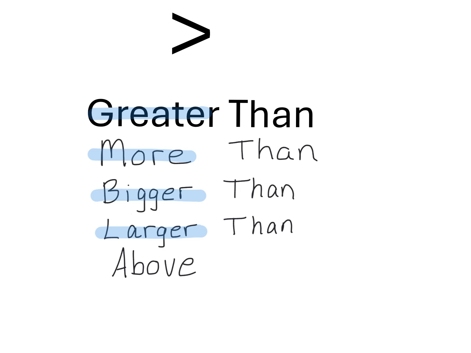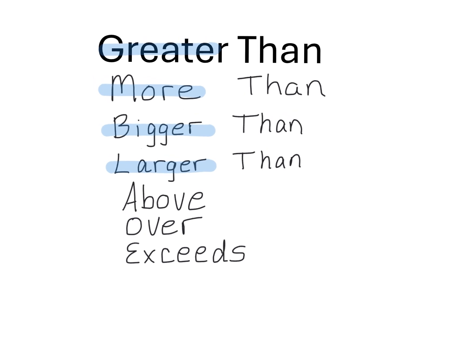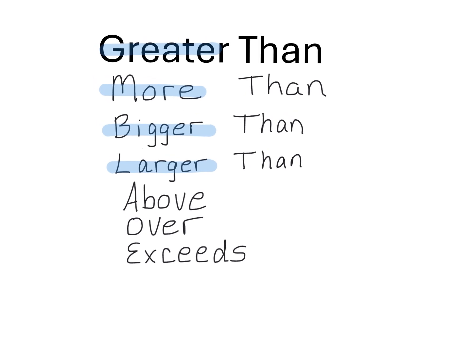Another word we use is the word above, which typically means up. Over is another way of saying above. And the word exceeds. All of these words are another way of saying greater than. Please make sure that you have written down these words before you move on to the next.